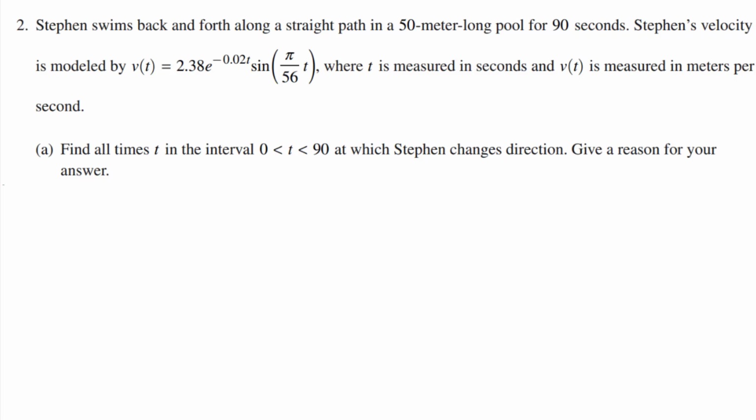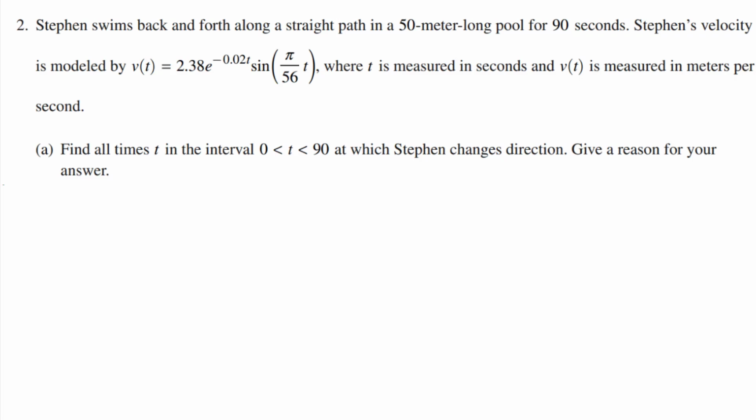Steven is swimming back and forth in a 50-meter long pool for 90 seconds, and they model the velocity. So put that v of t in your calculator, or you can put v of x, and make sure you put it in correctly, and make sure you're in radians. And question A is saying find all the times in the interval between 0 and 90 at which Steven changes direction.